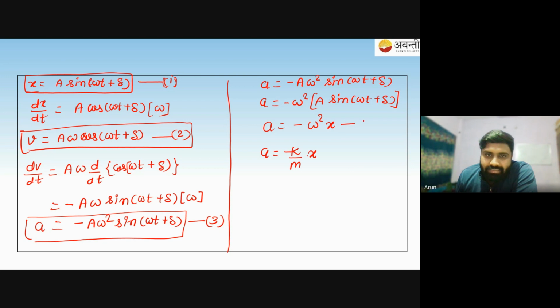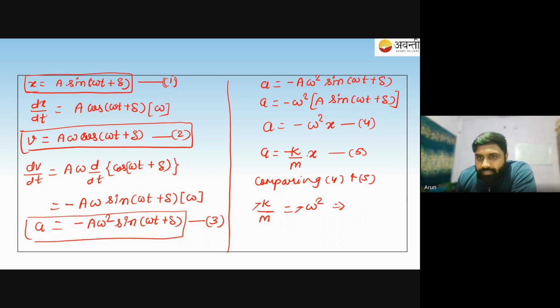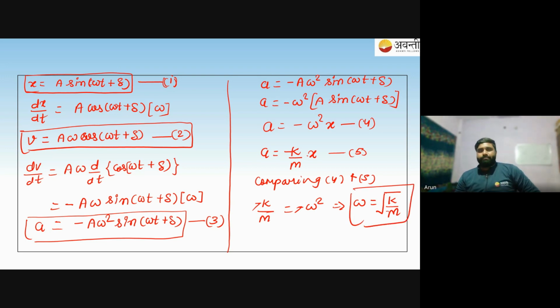this is equation, let's say 4. This is equation, let's say 5. So comparing 4 and 5, what do you get? Minus k by m equals minus omega square. The minus will cancel out. So from here you can say omega equals square root of k by m. Got it? That's how we got omega.